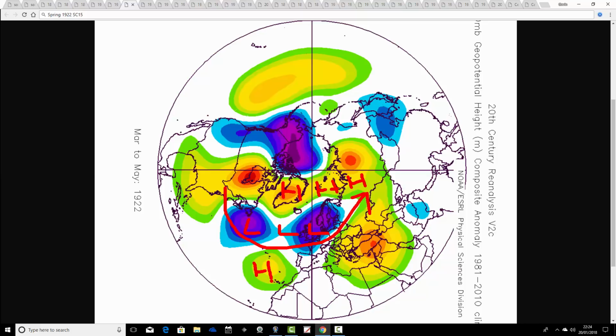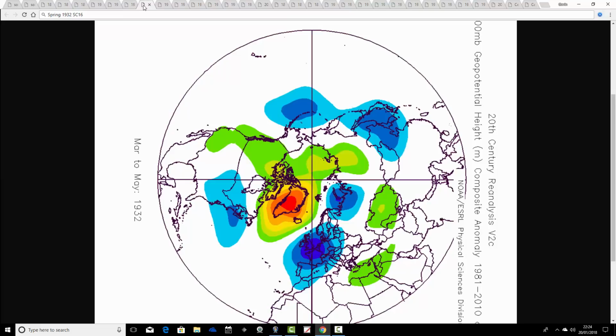Again, probably quite Atlantic dominated, and you wouldn't look at that and think it's overly cold. There will probably be some colder interludes, but I imagine this is just a very unsettled spring again, like the spring of 1912. Spring 1932 comes up next.